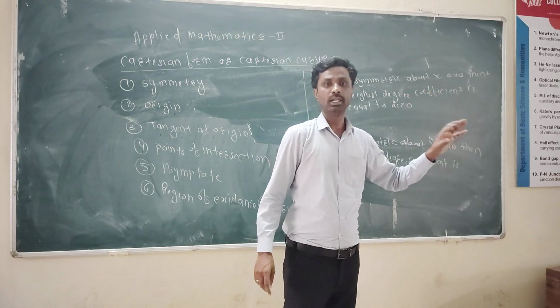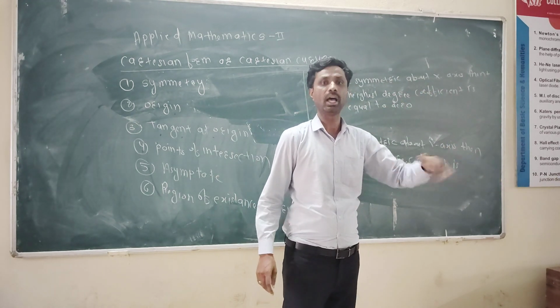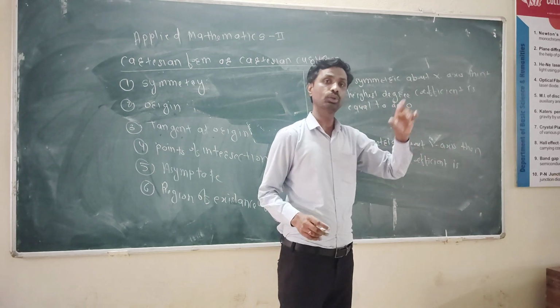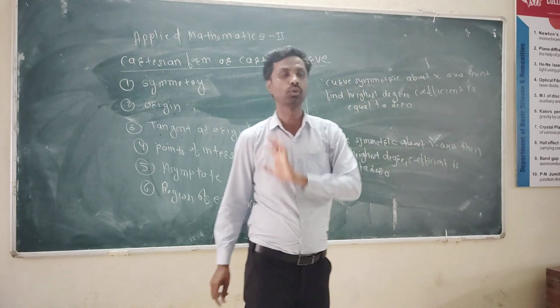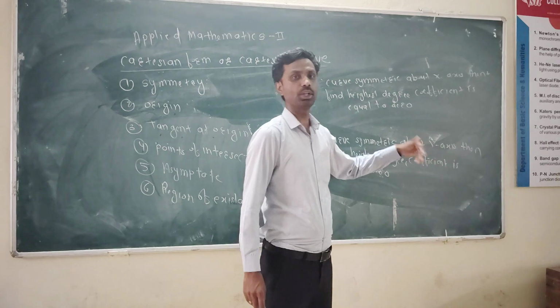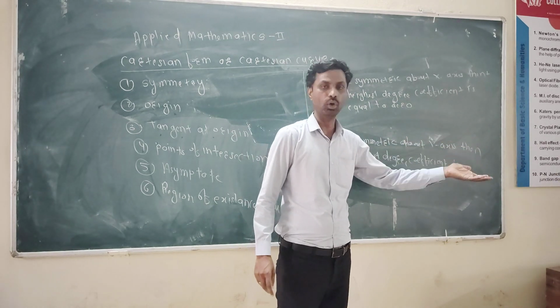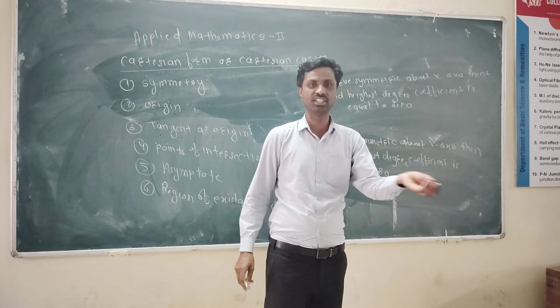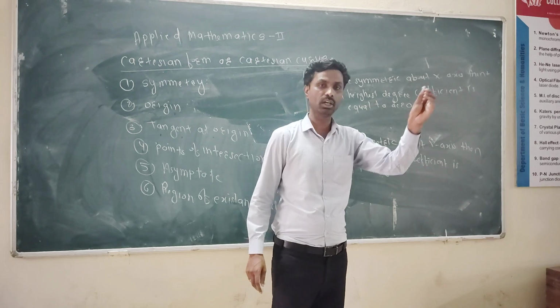out of that y, take its highest power, highest degree, and take its coefficient. Its coefficient is equal to 0, then whatever value you are getting, that is x is equal to something, y is equal to something, that is your asymptotes.